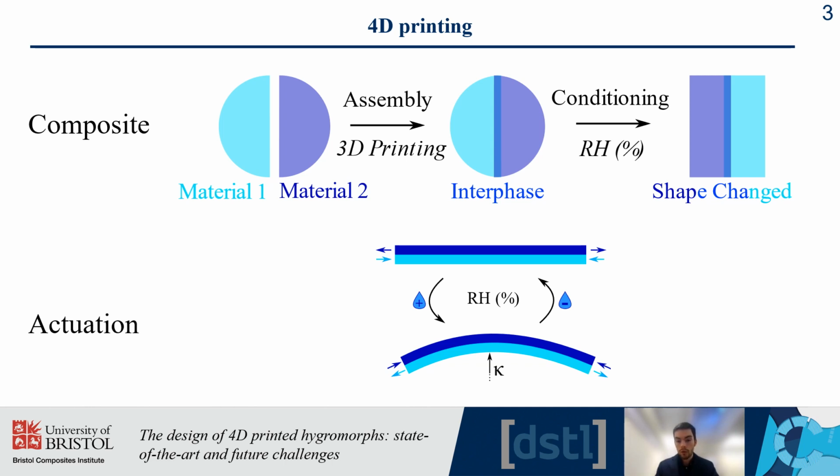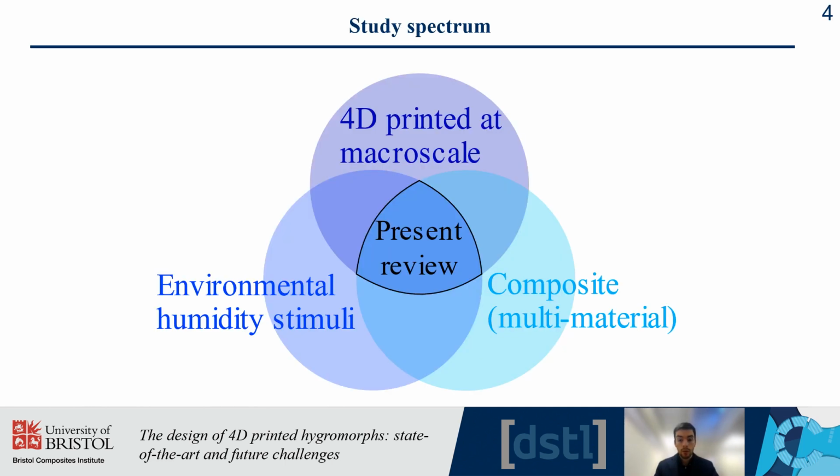Basically most structures which respect this definition are made of different layers with different humidity expansion coefficients, and therefore when these layers want to expand differentially, there are stresses created at the interface of these different layers and therefore actuation. So to summarize, in this presentation I'm going to talk about 4D printed parts at macro scale, only composite materials, and environmentally humidity stimulated structures.